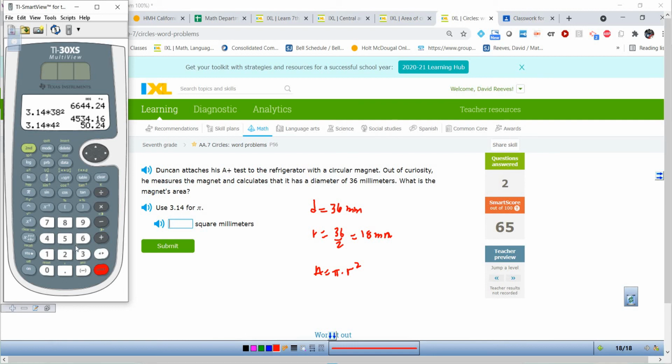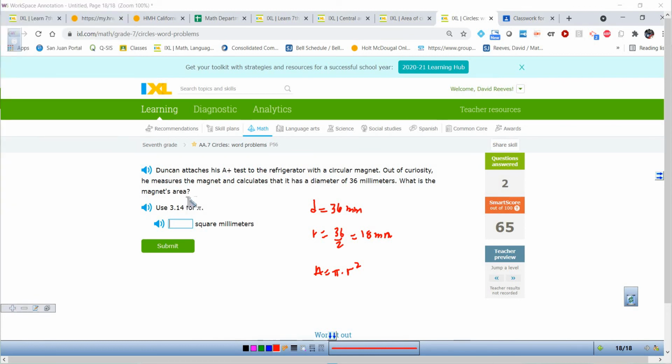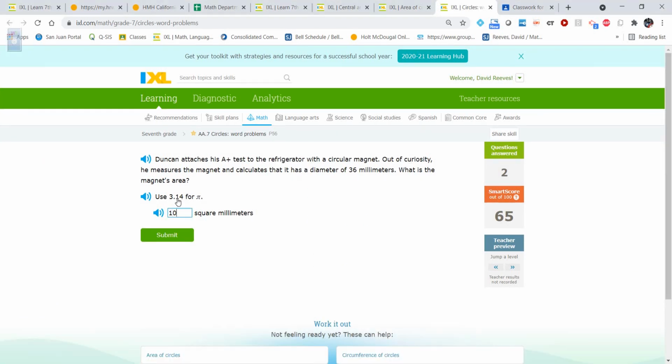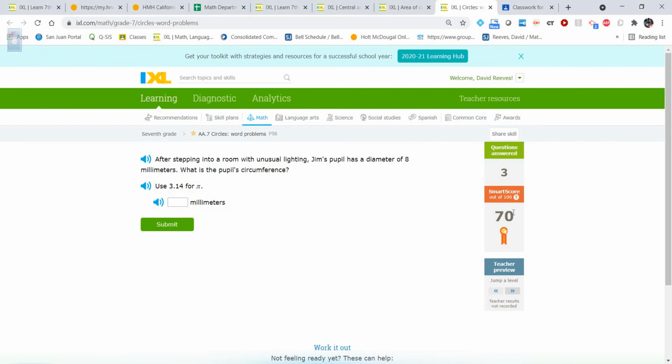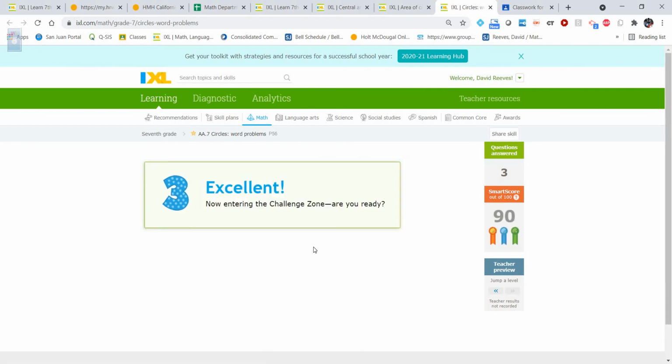So we've done a bunch of these now. 3.14 times 18 squared is going to give me 1017.36. Whoops. Sorry. Let's try this again. 1017.36, I believe, is what we had. Square millimeters. All right, last one. What do they have for us here? If we jump up to the next level.